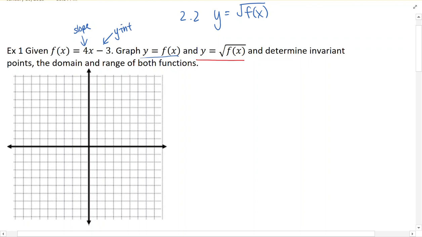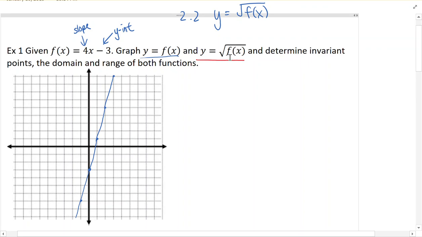Okay, so let's write that a little better. Intercept. So we have negative 3, and then it's going to move up and over 4. So here's our straight line. Okay, and we're now going to graph the square root of this function.